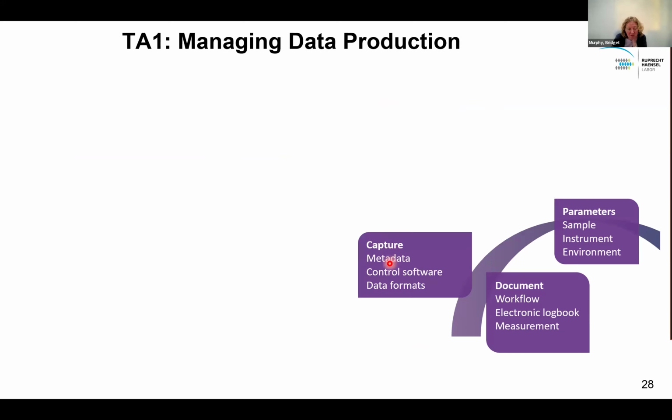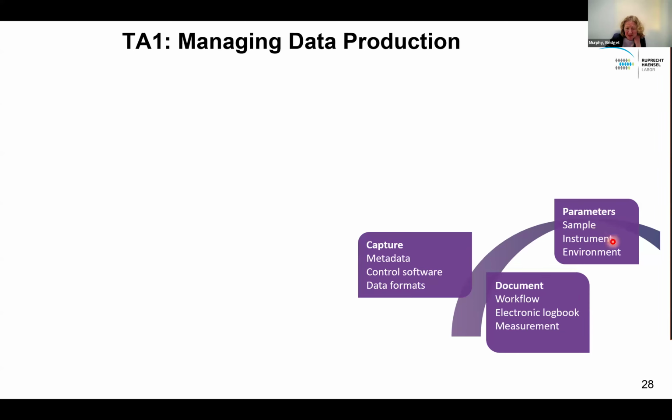If we think about how we can manage data production, when we want to capture the metadata at the experiment, we need to have access to the control software, and also the aim is to have common data formats. If we think of the FAIR principle, FAIR means that the data is findable, A, that it's accessible, I is interoperable, that you can use it on different systems, and R is reusable. And to make it interoperable, having common data formats is very important so that you can get the data from somewhere else and you can still fit it into your analysis program.